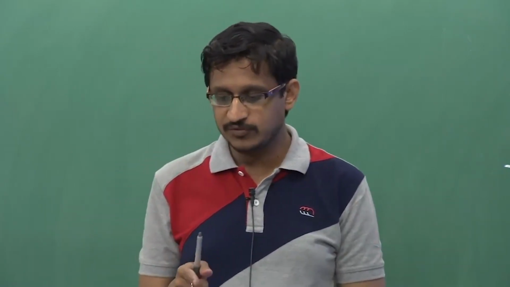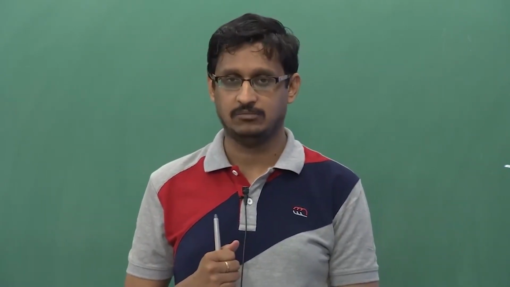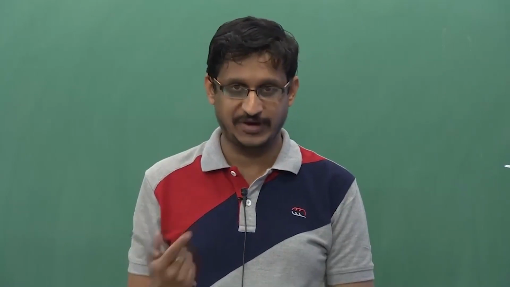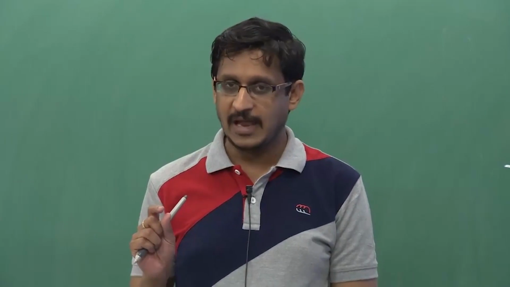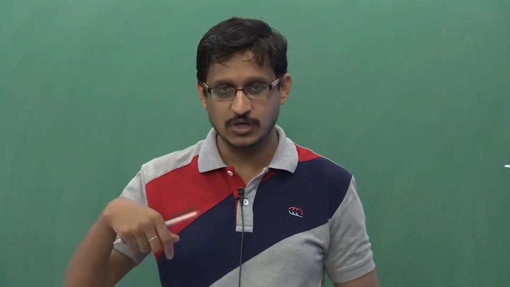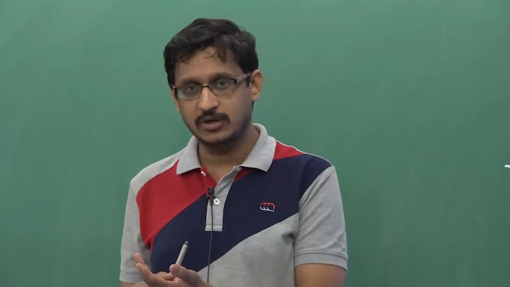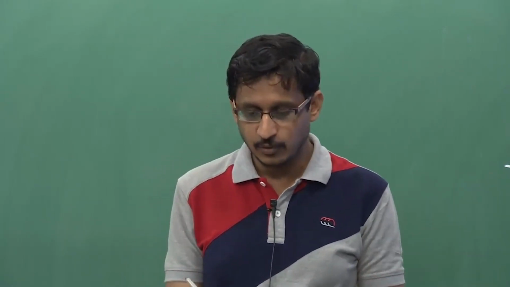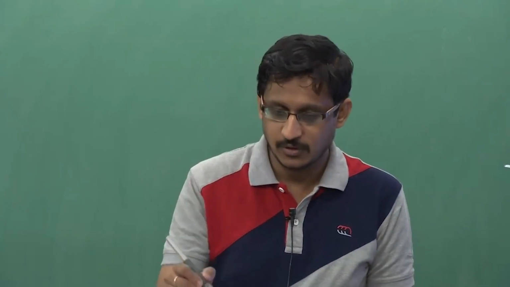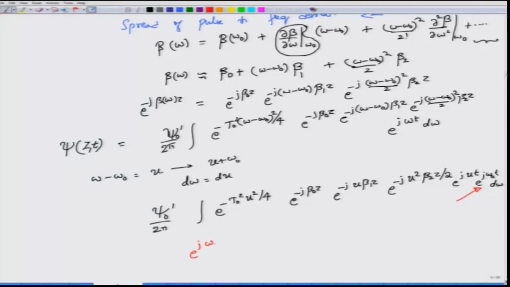You can also remove this e power minus j beta 0 into z term, because that is also independent of frequency. Beta 0 evaluated at omega 0 is actually a constant. Therefore, that term can be removed, and the e power j omega 0 t term can also be removed. In fact, if you remove them, you end up with this equation, which is e power j omega 0 t minus beta 0 into z.